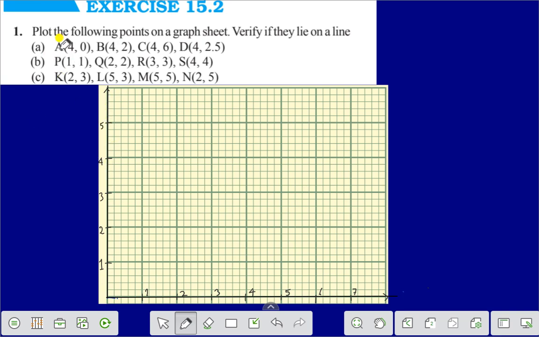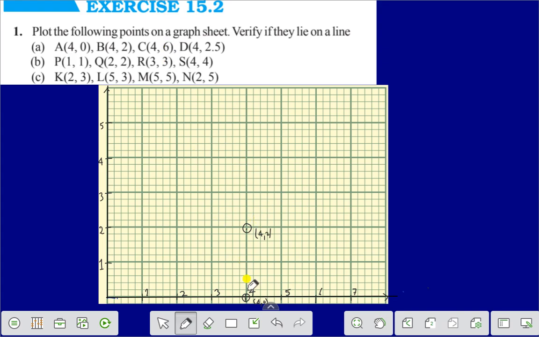Number A, (4, 0). This point is 4 and 0. Next one is (4, 2). The x-axis is 4 and the y-axis is 2, that means this point is (4, 2).